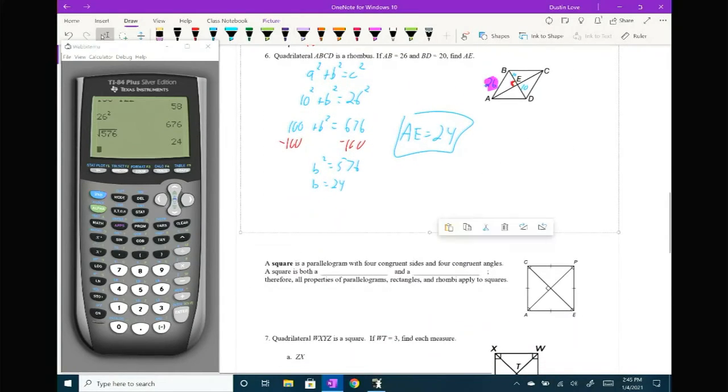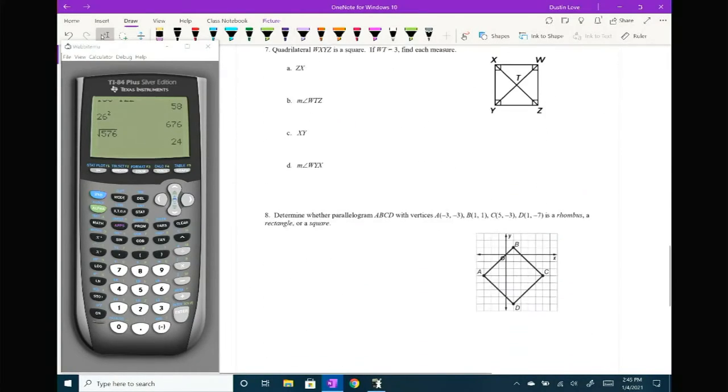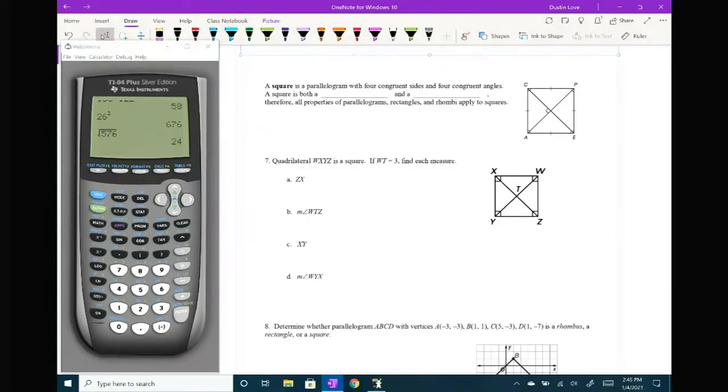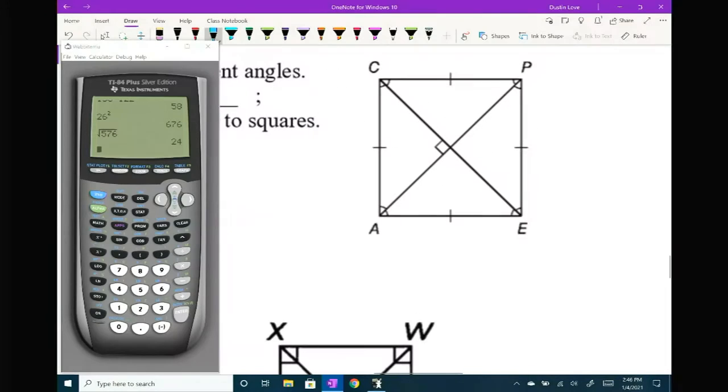Now let's move on to squares. And a square is actually the simplest one of them all because it is both a rectangle and a rhombus, which means all the properties apply. Now, the reason I say it's the simplest one is because everything is equal here.